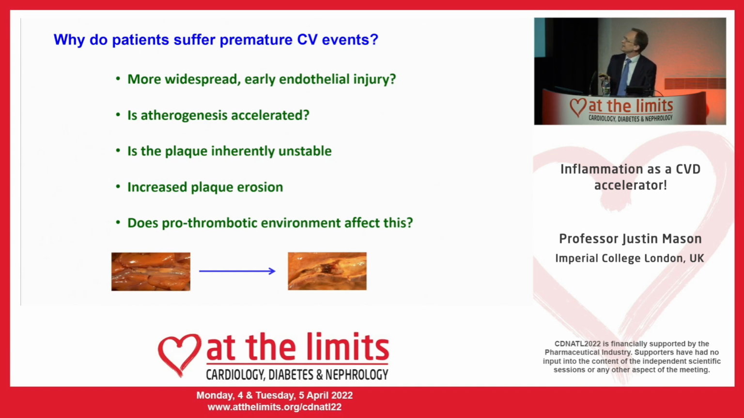So the questions really, I think, are: why would these patients have perhaps more widespread or more aggressive atherogenesis? Is this because from a relatively early age, particularly in lupus, for example, they're seeing widespread endothelial dysfunction secondary to endothelial injury? Is the process of atherogenesis really accelerated in these patients? Is it different from that we see in primary atherogenesis? Or is it more that the plaque is inherently unstable and more likely to rupture? Or is there increased plaque erosion? And finally, certainly in some of these diseases, we're looking at a prothrombotic environment, which may also be contributory.